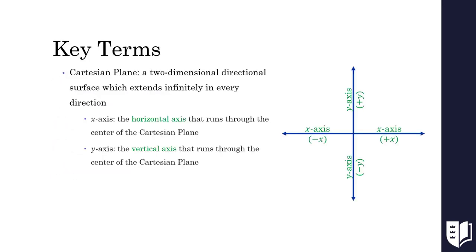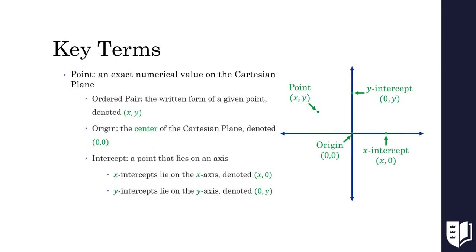The first thing we need to discuss is where we'll be graphing. The Cartesian plane is a two-dimensional surface that extends infinitely in every direction. The x-axis of our plane is the horizontal axis that runs through the center of the plane. The y-axis is the vertical axis that runs through the center of our Cartesian plane. The x and y axes meet in the middle of our plane at a point we call the origin.